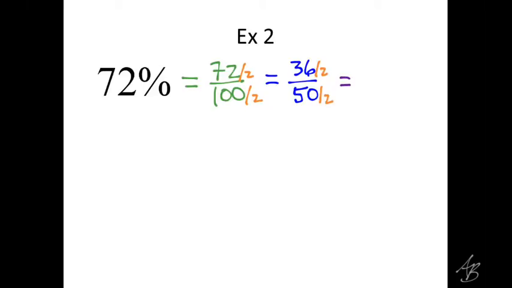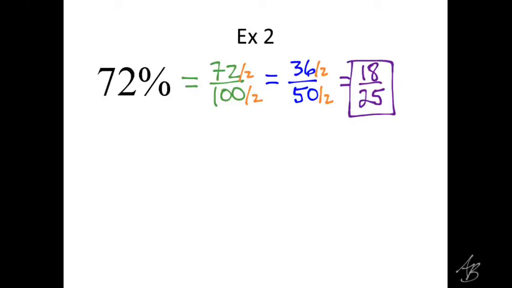Next one, we have 72%. So again, 72% means 72 out of 100. So what's the fraction going to look like? 72 over 100. And can I reduce this one by 2? Yeah, they're both even. So reduce by 2, and we get 36 over 50. Are we done? Nope, they're still both even, right? So we reduce by 2 again. We get 36 divided by 2, 18. And 50 divided by 2, 25. Can I reduce again? 18's even, right? Yeah, but 25 isn't.